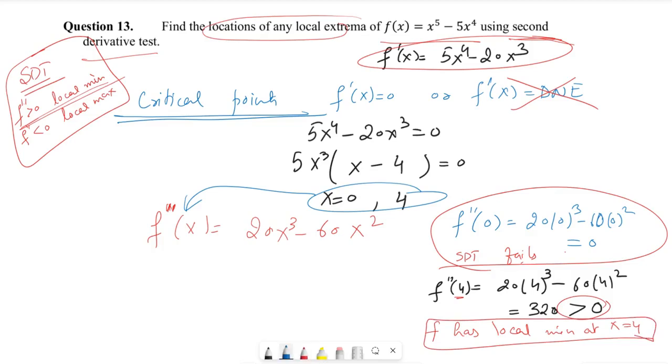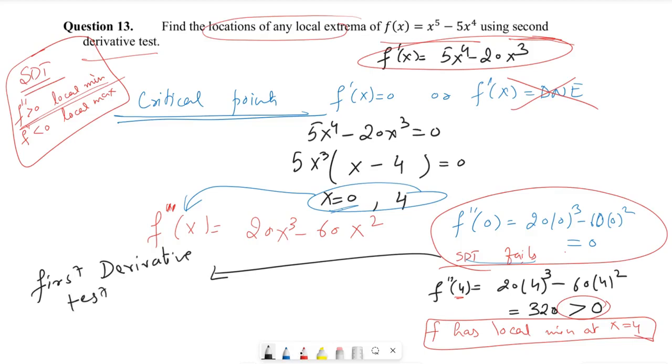But now the problem is 0 was also a critical point. We cannot tell using the second derivative because the second derivative test fails. So when that happens for 0, we need to come back to the first derivative test. That means draw the sign chart for f prime by taking your critical points. Critical points are 0 and 4. And then pick your test points.